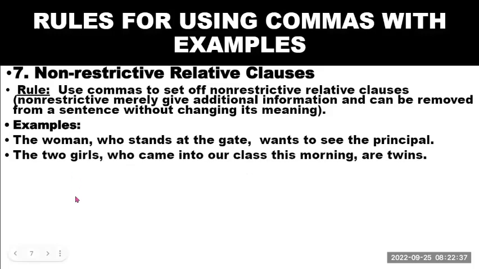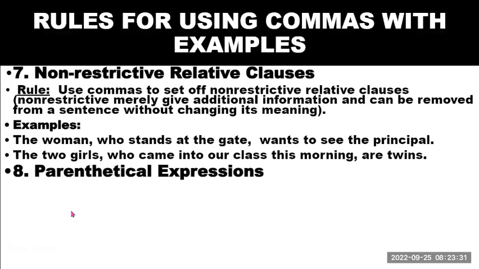Let's take another example. The two girls who came into our class this morning are twins, you see? And then the two girls are twins. And so who came into our class this morning gives us additional information about the two girls, okay? There are two girls that the writer is talking about. And then to give additional information about these two girls, you say they are the ones who came into our class this morning. When you say the two girls are twins, you know, which girl? Those that came into our class this morning. Okay.